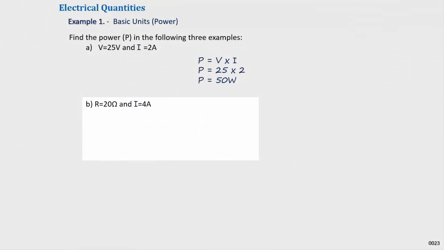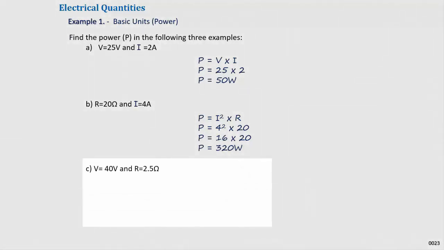In Part B, this time, we have to use the formula that contains both current and resistance. Power equals the current squared times the resistance. Substituting the values, current equals 4 amperes and resistance equals 20 ohms. So 4 squared times 20 equals 16 times 20, which gives a power consumption of 320 watts.